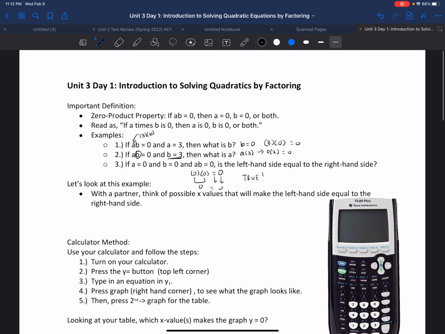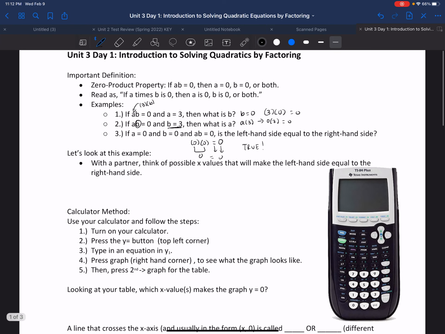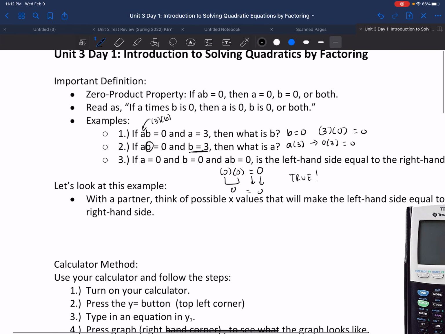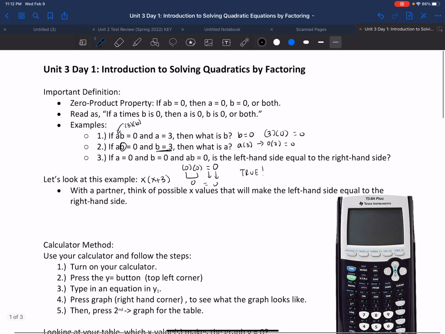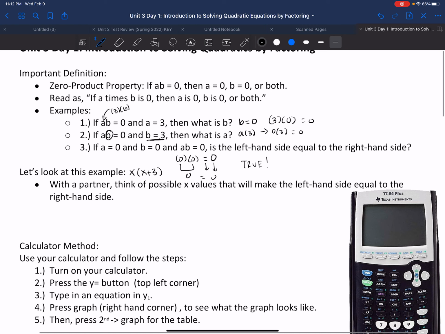Let's look at this example. Oh, I don't have the example written down here. I'm going to have to fix that after. But it is actually x times the quantity x plus 3. And the directions here say, with a partner, think of possible x values that will make the left-hand side equal to the right-hand side. So it should be equal to 0, actually. There you go. So x times the quantity x plus 3 is equal to 0. What possible x values can make the left-hand side equal to the right-hand side?